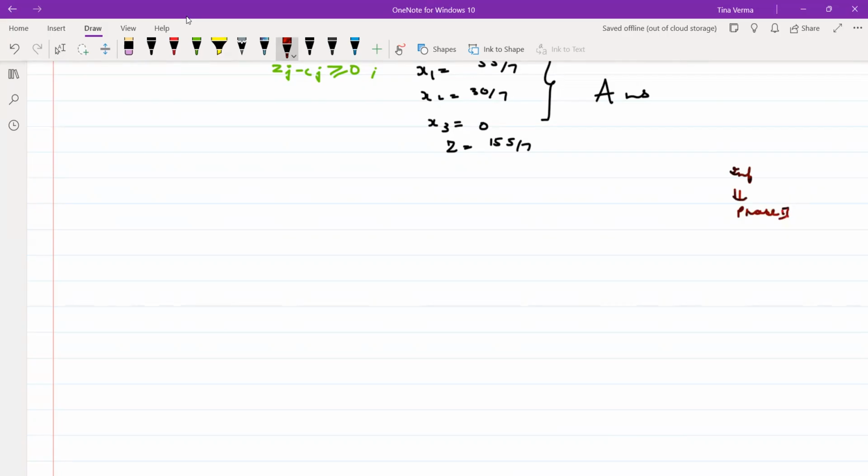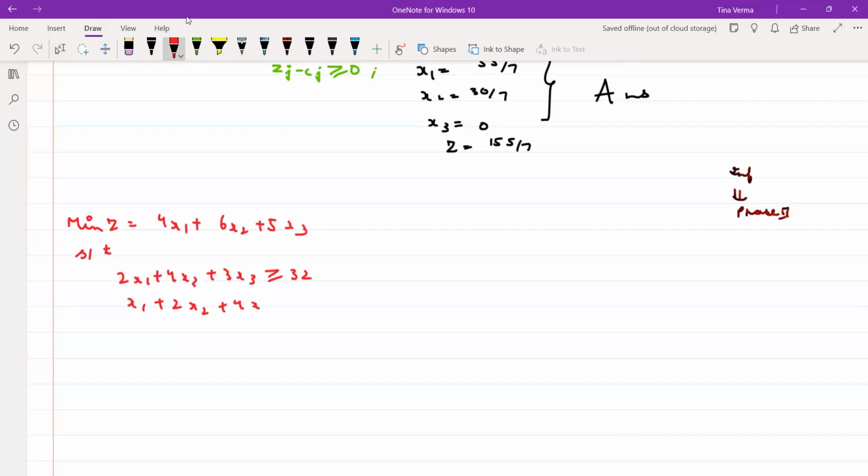And the same you can also do for some other examples, that you can solve. Minimize Z. Suppose the problem given to you is 4x1 plus 6x2 plus 5x3, subject to the constraints 2x1 plus 4x2 plus 3x3 greater than or equal to 32, and x1 plus 2x2 plus 4x3 greater than or equal to 28. This you can try yourself, right?